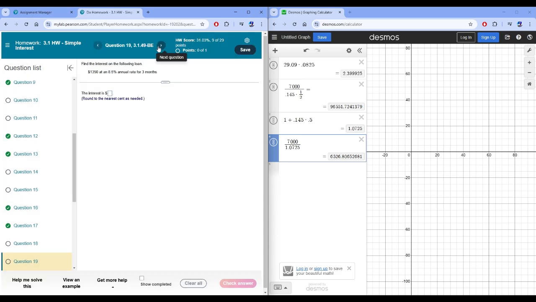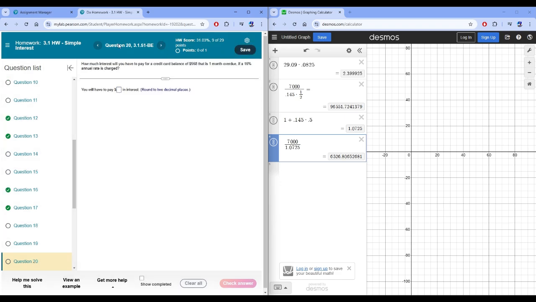Find the interest of the following loan, $130 at 8% and for 3 months. How much interest will you have to pay for a credit card balance of $968 that is 1 month overdue if 16% annual? Okay. Yeah, so 1 month on $900, 16%. Everything's here. Just plug it in. A loan of $16,000 was repaid at the end of 13 months with what size repayment check? Principal and interest was written if 11% annual rate. So this is going to be 12 out of 13 for your time, your principal, your interest rate. Find how much I was owed. Straightforward.